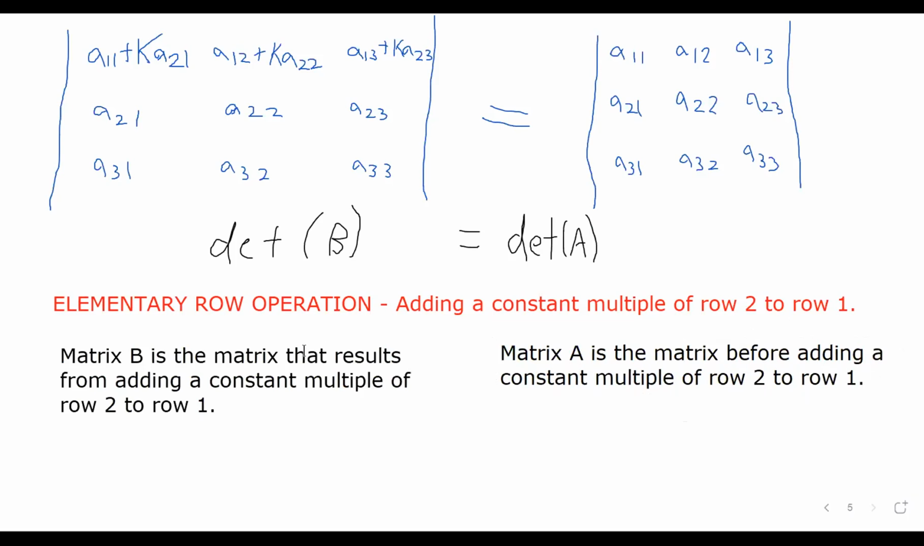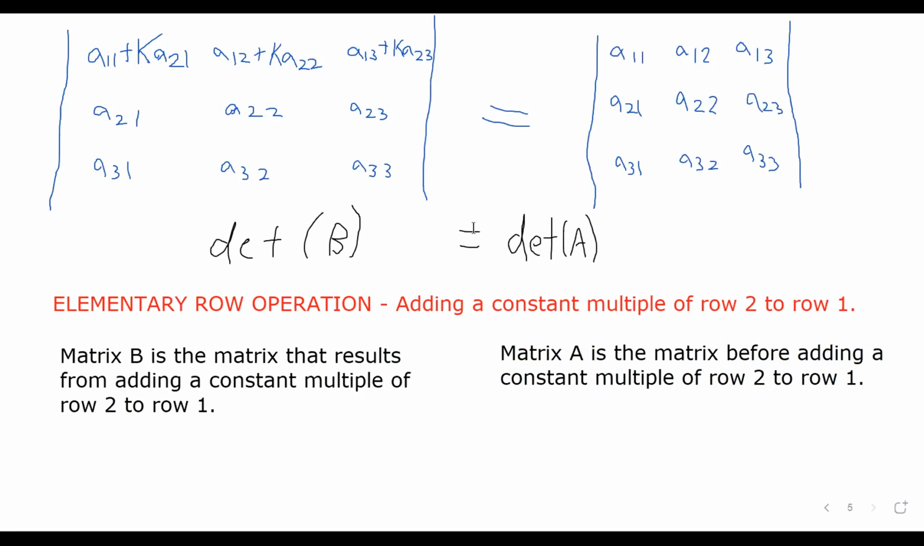Okay, it's the matrix after adding a constant multiple of row 2 to row 1. So B is the matrix after you add a constant multiple of row 2 to row 1, and matrix A is the matrix before adding a constant multiple of row 2 to row 1. So the determinant of B is equal to the determinant of A. So adding a constant multiple of one row to another does not change the determinant of the matrix.